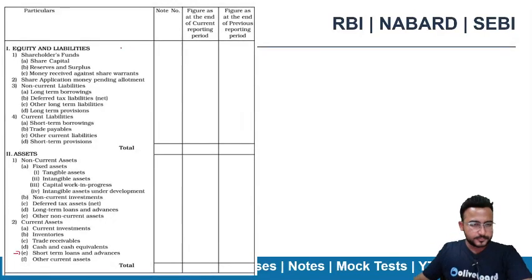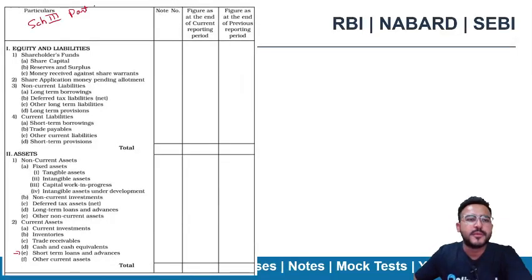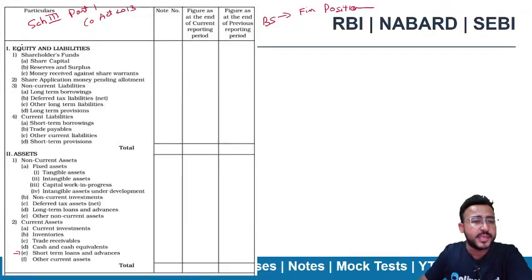So first thing that I will write is that it is a schedule 3 format. So this is part 1 of schedule 3 of Companies Act 2013, right? This is a balance sheet. So this shows me financial position, right? Then we are having equity and liability.